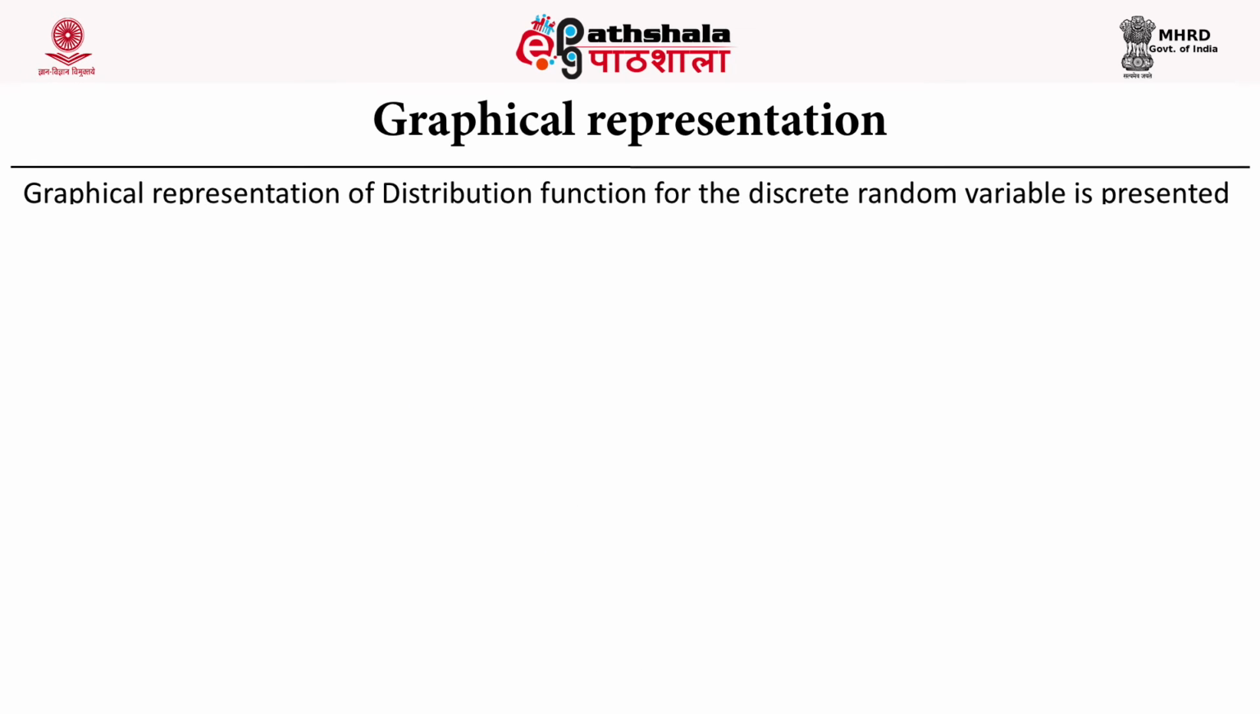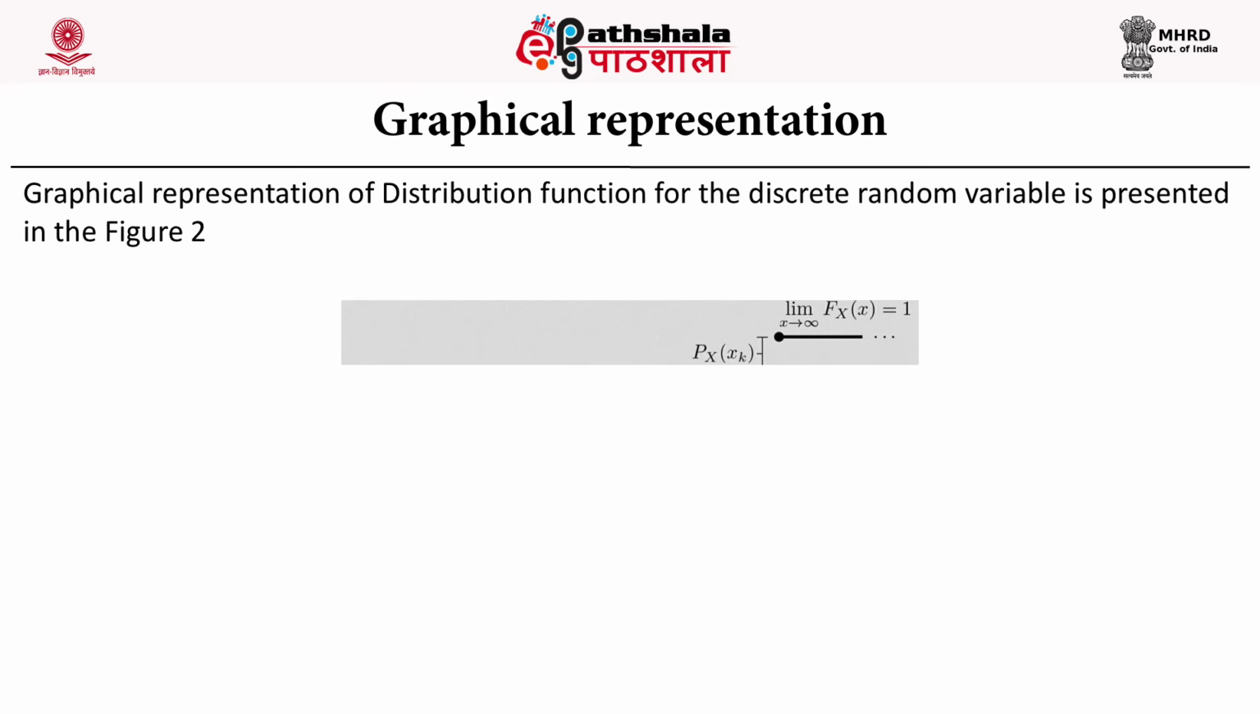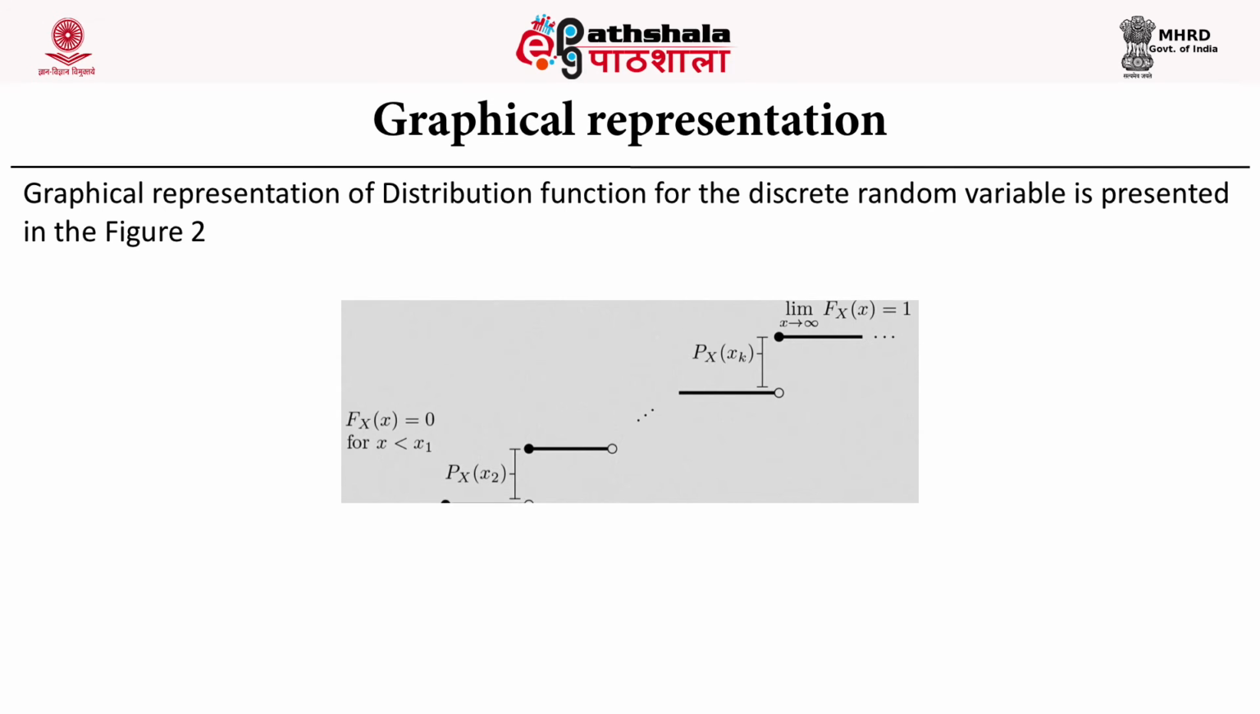The graphical representation of the distribution function of the discrete random variable is represented here in figure 2. On the left-hand side we have probability of X less than or equal to x1. So we are taking cumulative probability here. That means if you have values x equal to 0, 1, 2, 3 and so on, after finding the probability of x equal to 0, when you find the probability of x less than or equal to 1, we already club the probability of x equal to 0 into the probability of x less than or equal to 1.